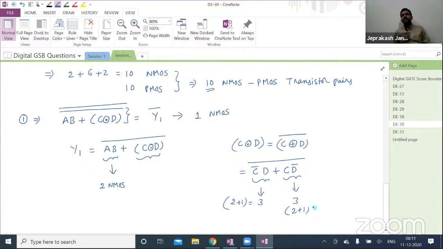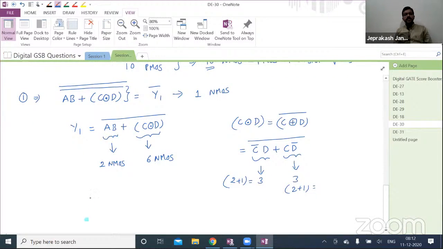So that means for implementing an XNOR gate or XOR gate, we require 6 NMOS transistors. Similarly 6 PMOS transistors, right? So here we require 6 NMOS. Here we require 2 NMOS. Here we require 6 NMOS. So you're having one circuit diagram from there.